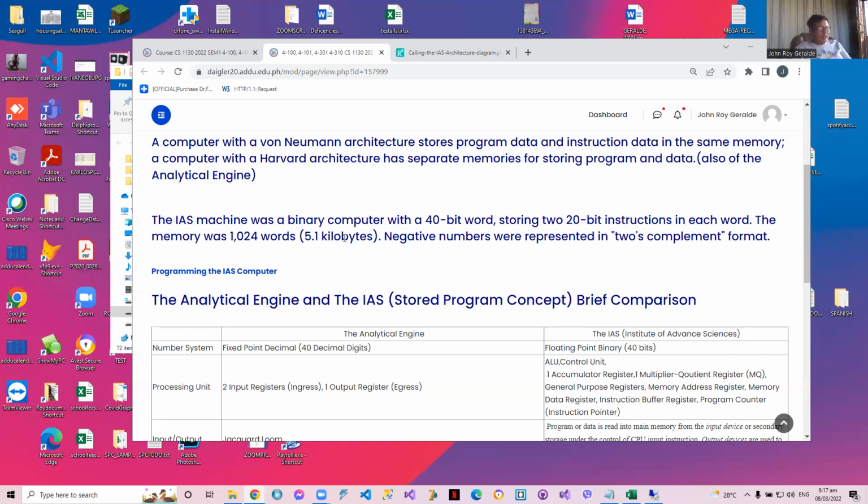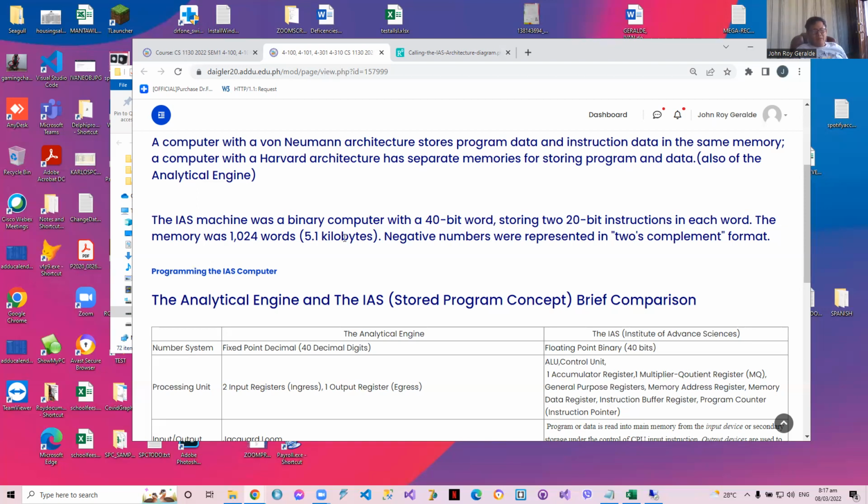Dito problema ito eh, kasi 40-bit kung data, 20-bit kung instruction. We'll find out why, no? Why it's a problem. It's difficult to program. Now, why did Jan van Neumann do that? Kasi memory at that time was very expensive.